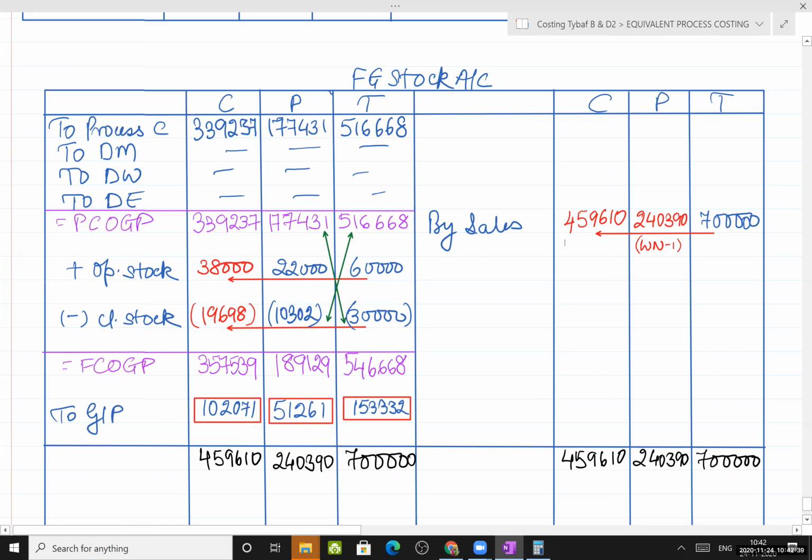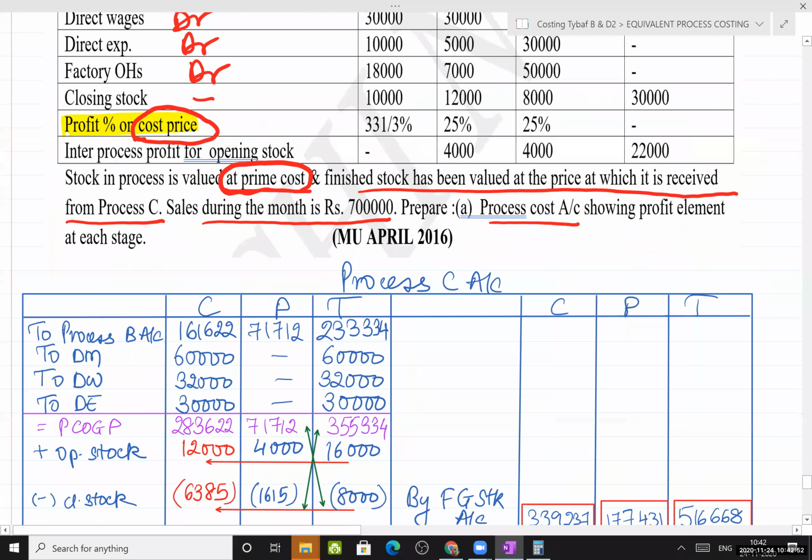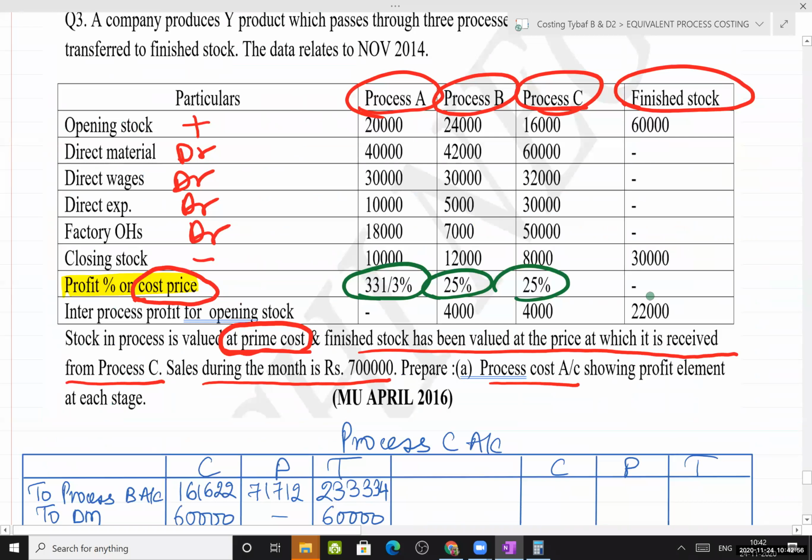Then close your ledger and the balancing figure is your profit. I mean gross profit. That's the reason finished goods stock account का profit percentage नहीं दिया था. See, look into the question. A का दिया, B का दिया, C, but finished goods stock का नहीं दिया. Obviously because आपके पास selling price है ना 7 lakhs. तो profit percentage देने की क्या जरूरत है? आपको profit, I mean gross profit वैसे ही मिल जाएगा.